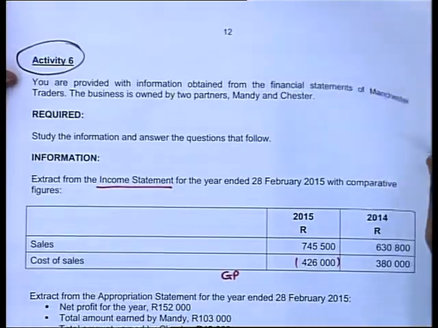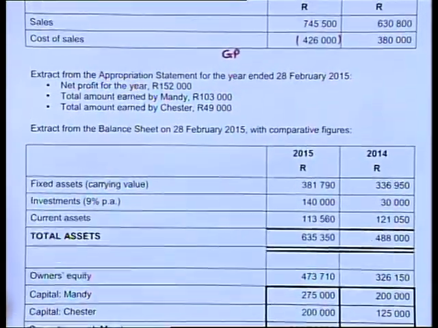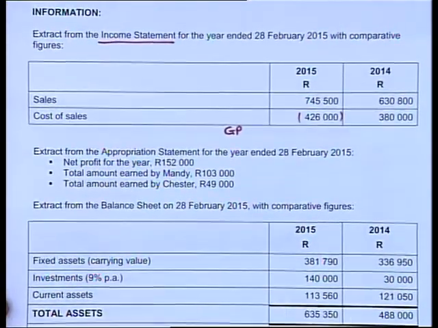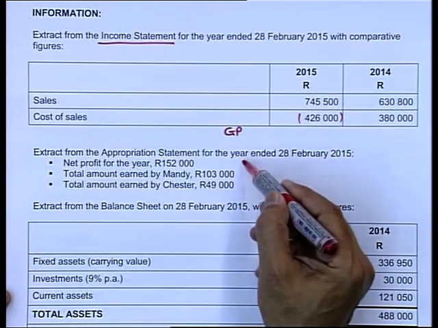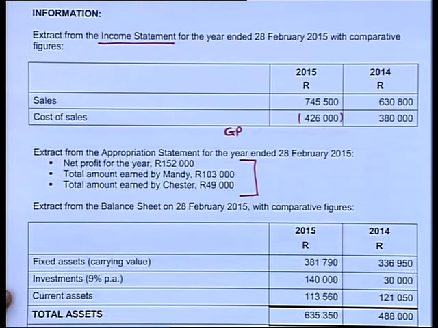Then also, a little bit lower than that, they're giving me the information of the net profit and how much each partner is earning. So it's 152,000 for the net profit for the year. That's what the business made. That information we got from the income statement.